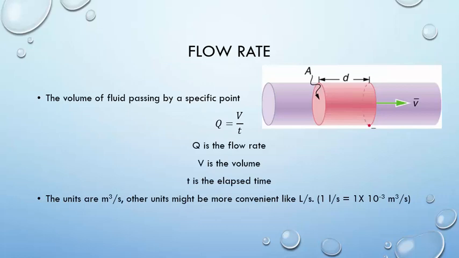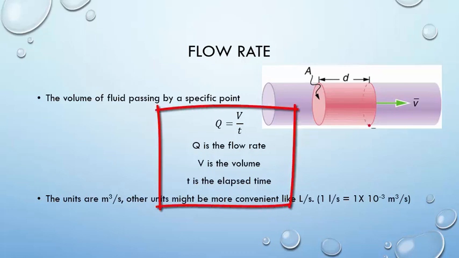So starting with flow rate, if you have some sort of a tube, a hose perhaps, that has a cross-sectional area, which is if you sliced it, what it looks like on end, and it's got some amount of water flowing through it, then the flow rate is just equal to the volume of that tube divided by the elapsed time that the water flows through, or the liquid flows through.